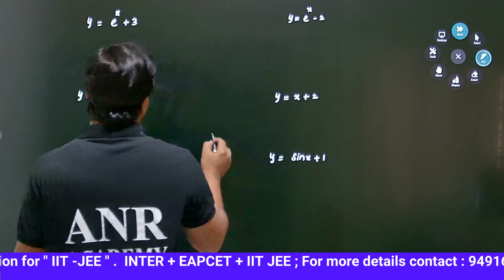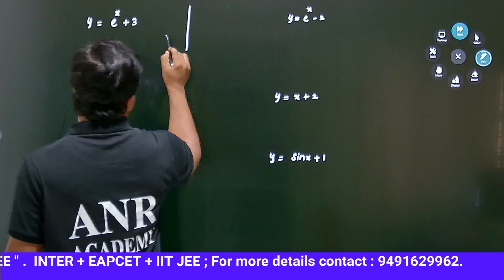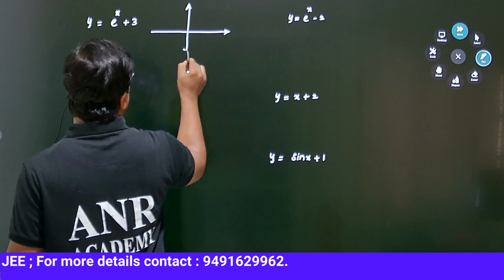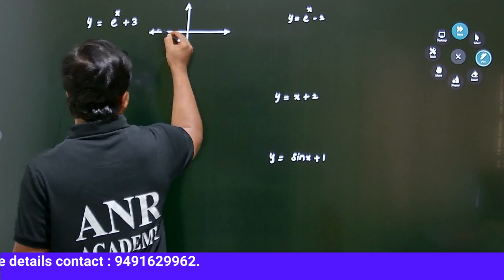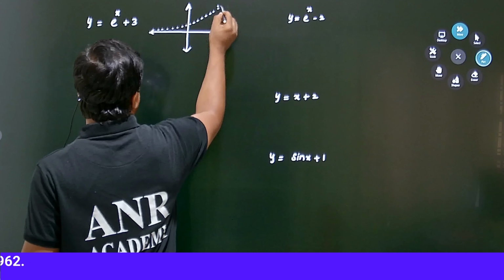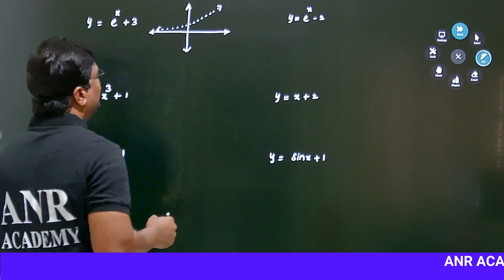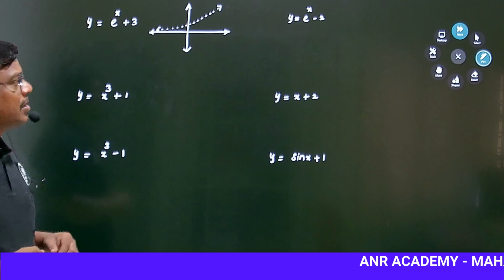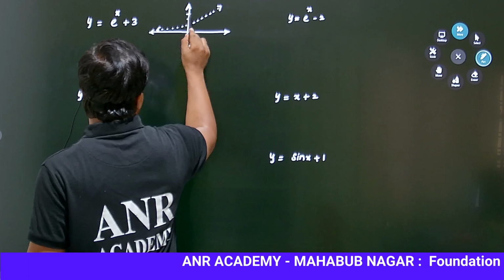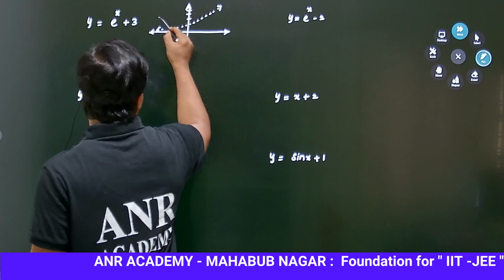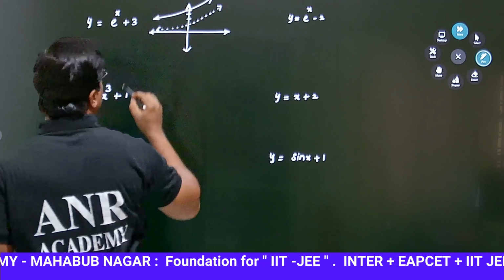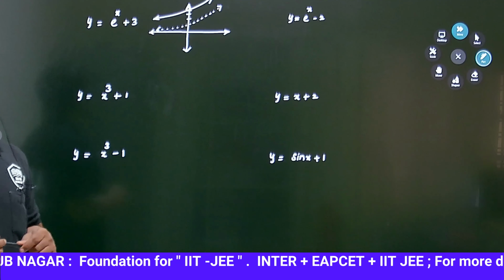Yes, we know that the graph of e power x, from this you have to draw e power x plus 3. E power x graph, rapid growth function, and this is the graph. When you have plus 3, you have to shift the graph 3 units. 1, 2, 3 units above, so that you will get the graph in this way. This is the graph of e power x plus 3.